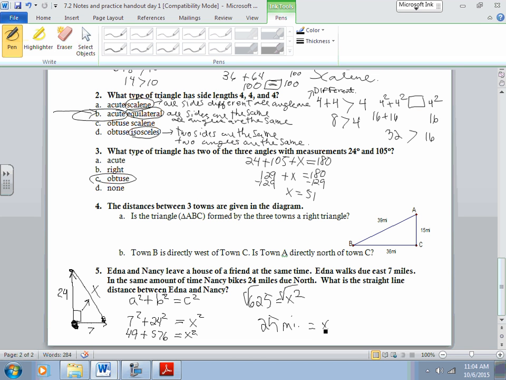The question is asking you, what is the straight line between Edna and Nancy? And that's just how far apart they were from each other. Now, does everybody understand they both started at the same place? One went north, the other went east.